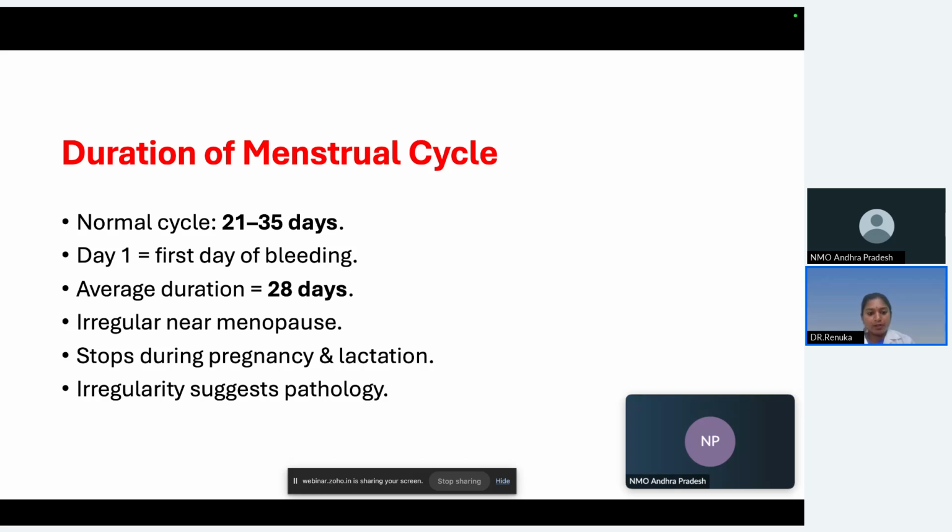Usually the menses becomes irregular after around 45, when the woman is about to get into the menopause stage. The periods will be irregular, and it stops during pregnancy and lactation. The menstrual cycle temporarily stops during pregnancy, and while the mother is feeding the child it is stopped for a brief period, maybe 6 months. Apart from pregnancy, lactation and menopause, if there is any irregularity, that suggests some pathology.